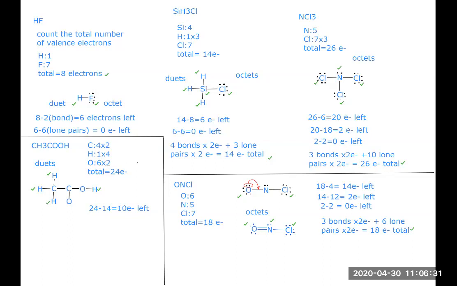And we have 10 electrons left. So let's give 6 to that oxygen here, the bottom one. And so let's do 1, 2, 3, 4, 5, 6. We've used 6 electrons, so 10 minus 6, we still have 4.